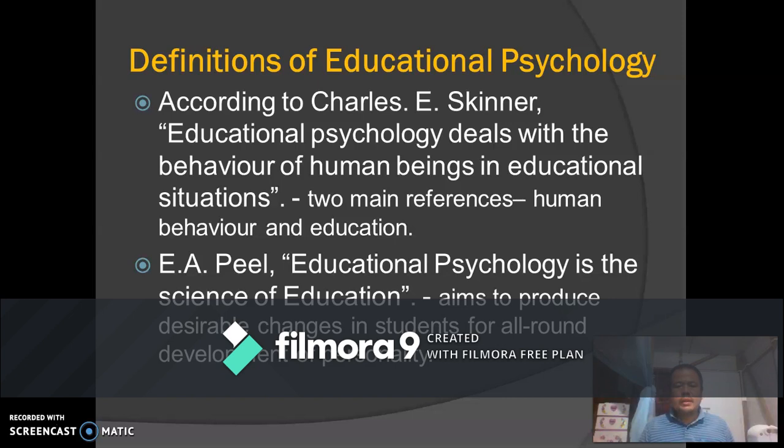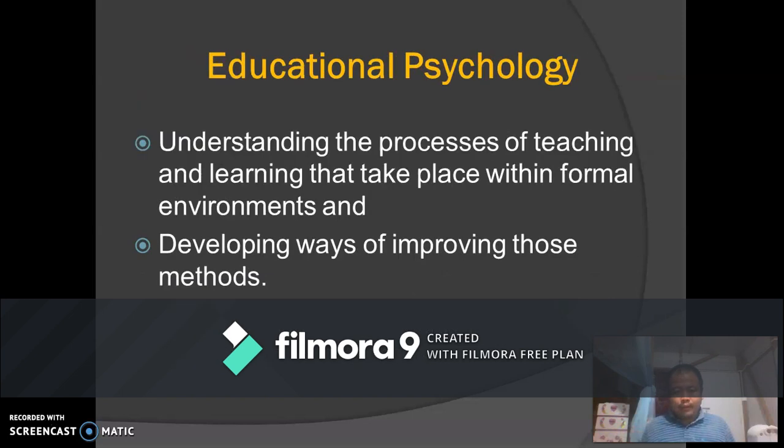Here he emphasizes two main references: human behavior and education. According to Peel, educational psychology is the science of education. According to Peel, educational psychology aims to produce desirable change in the student for all-round development of his or her personality.